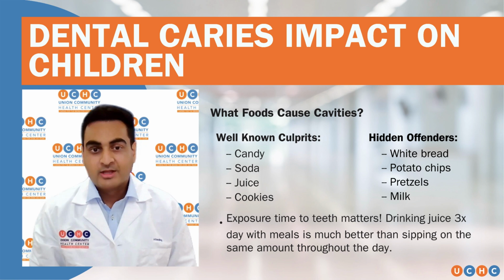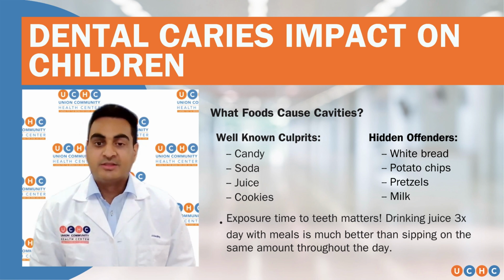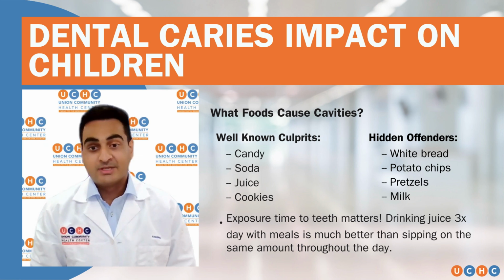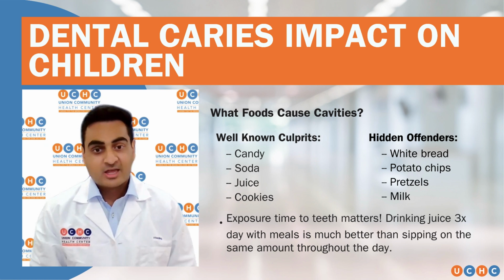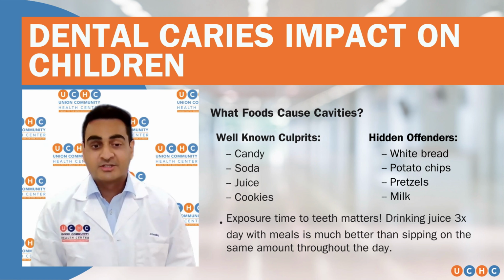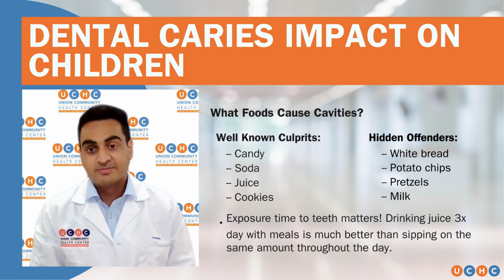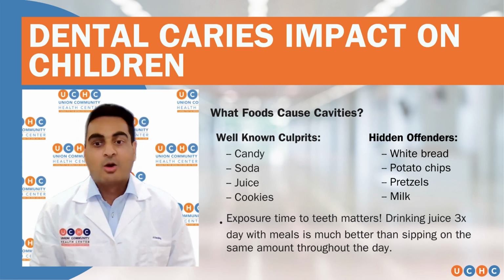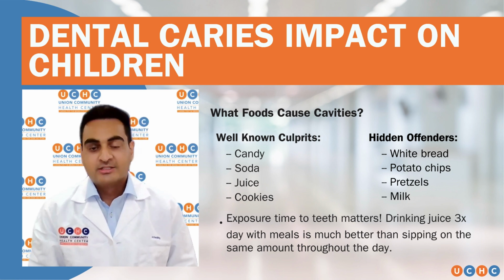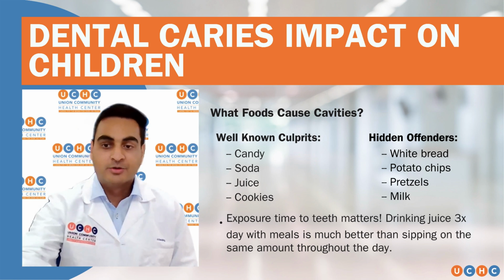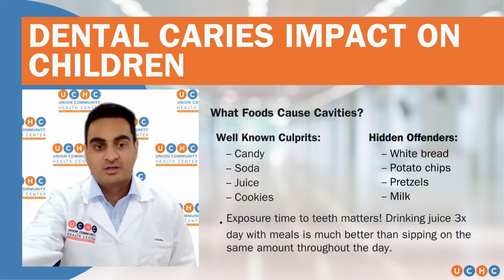And going off of that point, this is why exposure time to teeth matters. Drinking juice 3 times a day with meals is actually a lot better than sipping on the same amount throughout the day, because sipping on that juice every 20 minutes or so exposes your teeth to a lot more sugar than that same amount 3 times a day with meals. At mealtimes, you have other food you're eating and saliva that help wash away some of that acid-producing bacteria and those sugary foods.